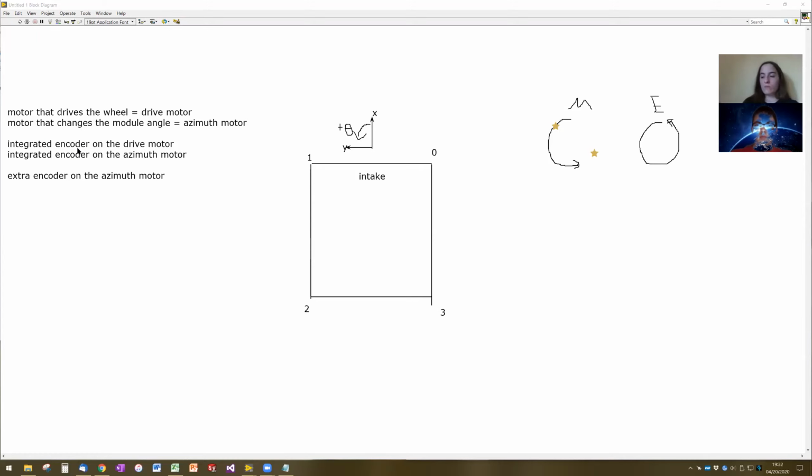That's not ideal. That's one more thing that the drive team has to worry about, and it has to be very precise. You don't really want the drive team to have to align each wheel perfectly before each match starts. So the extra encoder that we have on the Azimuth motor is an analog device.